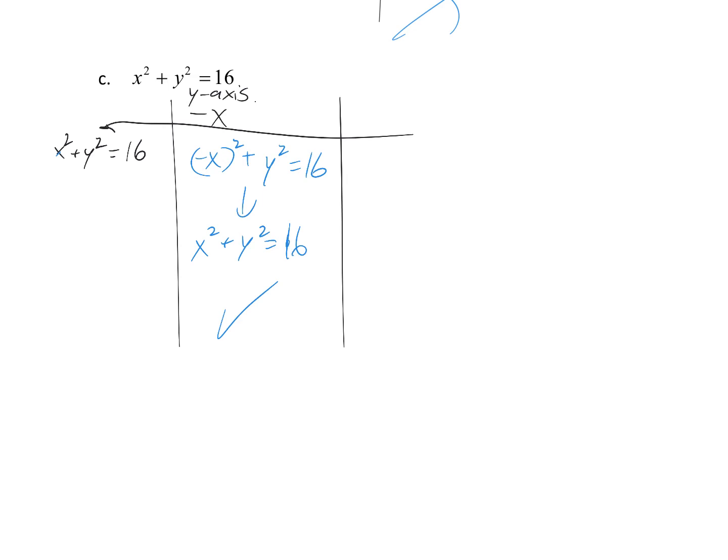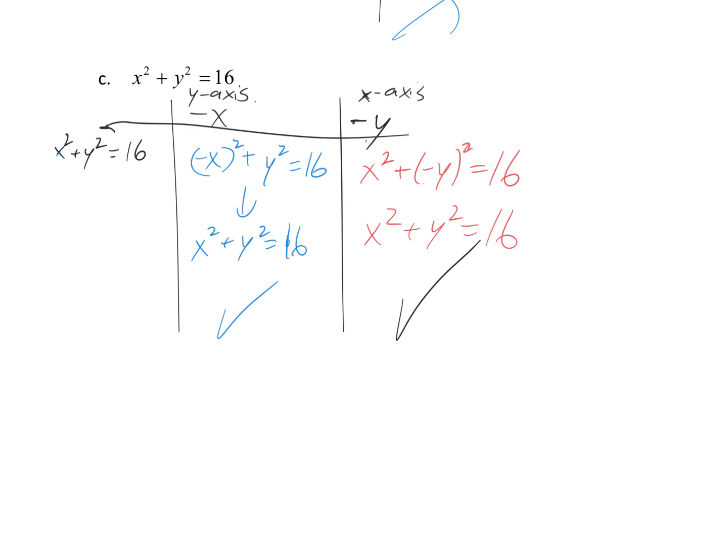Let's check out our other one. We're going to have x-axis symmetry, which means, of course, we do the opposite. Let's plug in negative y. When we fill this in, you'll see x squared plus negative y, squared. Again, this parentheses is super important. That turns back into x squared plus y squared equals 16. Since this is the same as the original, this one also checks out, and this graph has both x and y-axis symmetry.